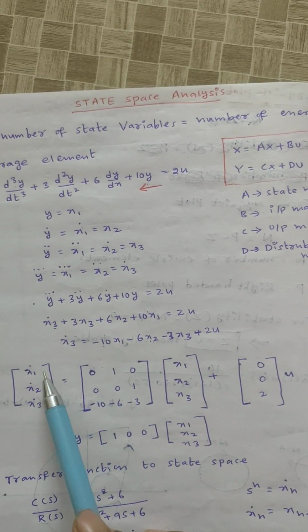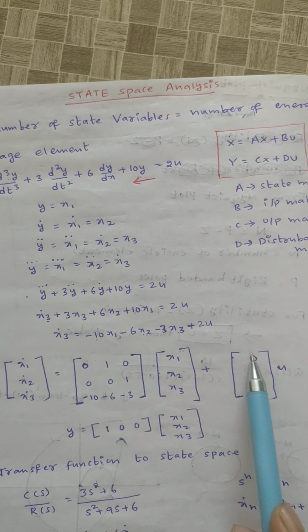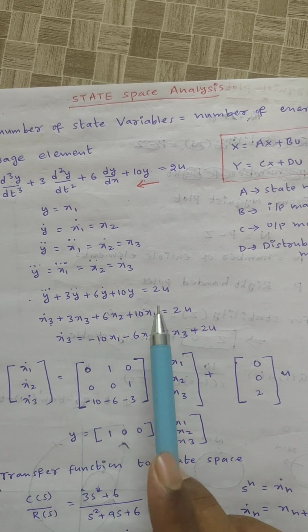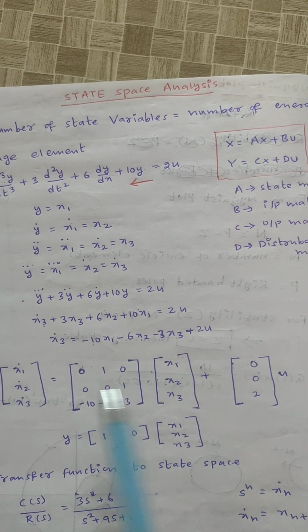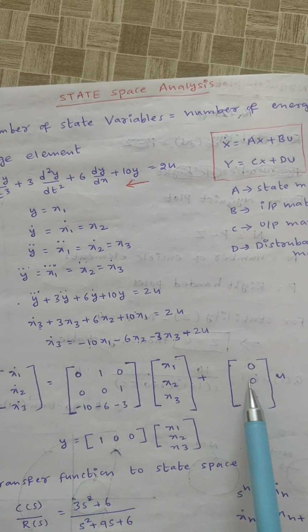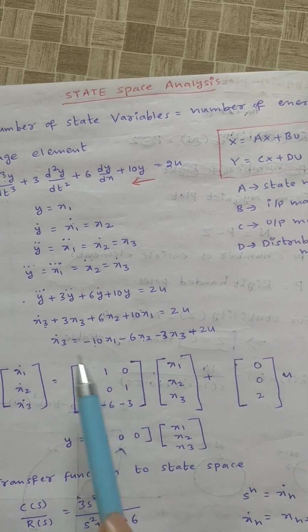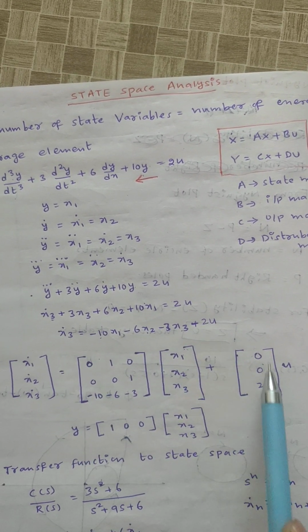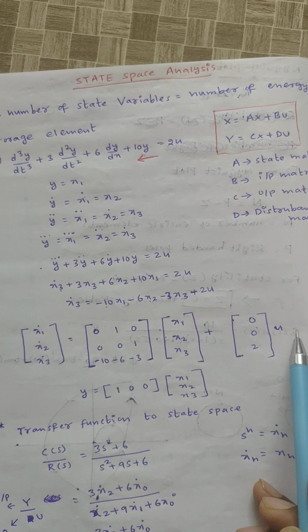That means Ax plus B, right? 0 into u: the first x1 dot doesn't have a u term, and x2 dot also doesn't have any input term, that is 0 into u. Only x3 dot has an input term, that is 2 into u. In this way we can represent it.